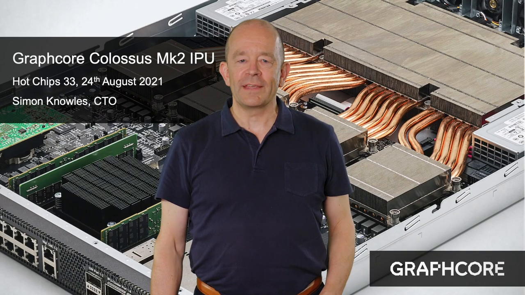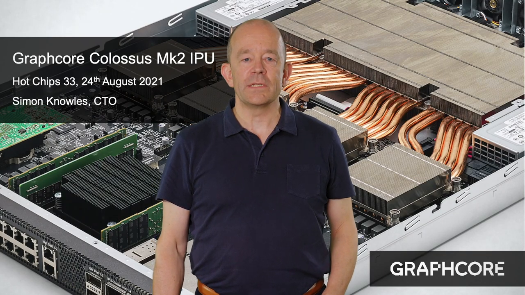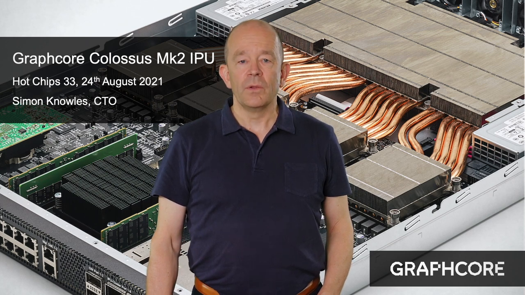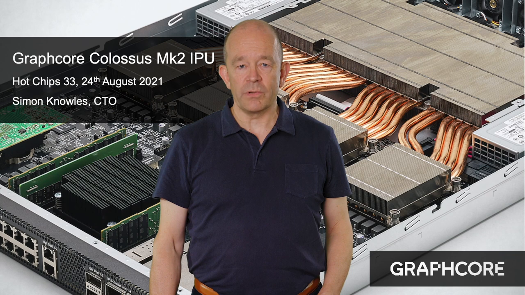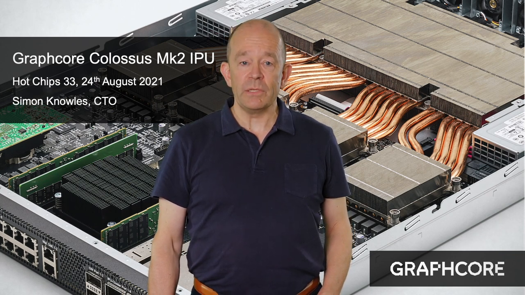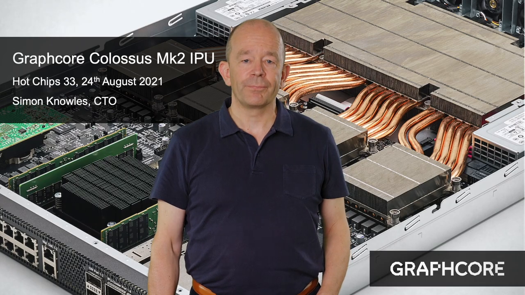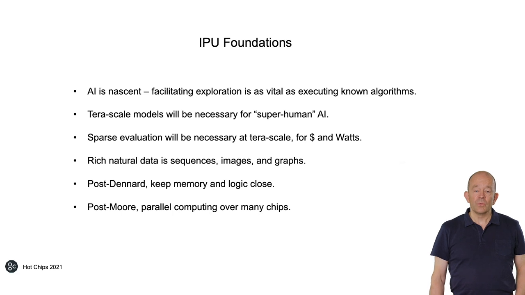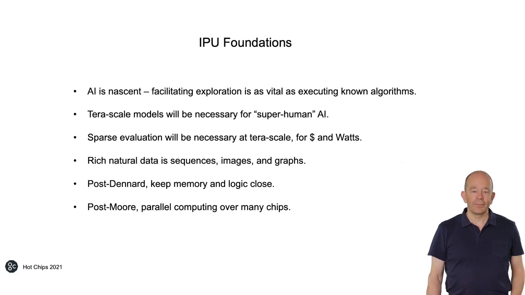Hello, and thank you to all the organizers of this year's Hot Chips. Colossus is a processor designed for AI computing. It's an implementation of some architectural ideas which amount to a new structural type of processor, like a GPU or a TPU. We call this an IPU, or intelligence processor. First of all, let me lay out the foundational beliefs which underpin the IPU idea.